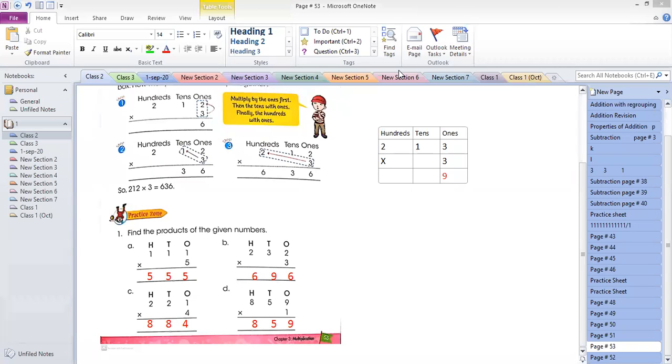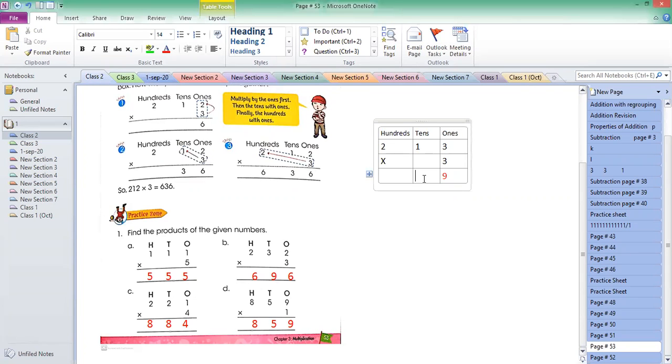Now, Ali Nizar. Yes, Ali Nizar. What number should I write here on the tens answer? 3. Why 3? Because 3 multiplied by 1 equals 3. Very good. Okay.